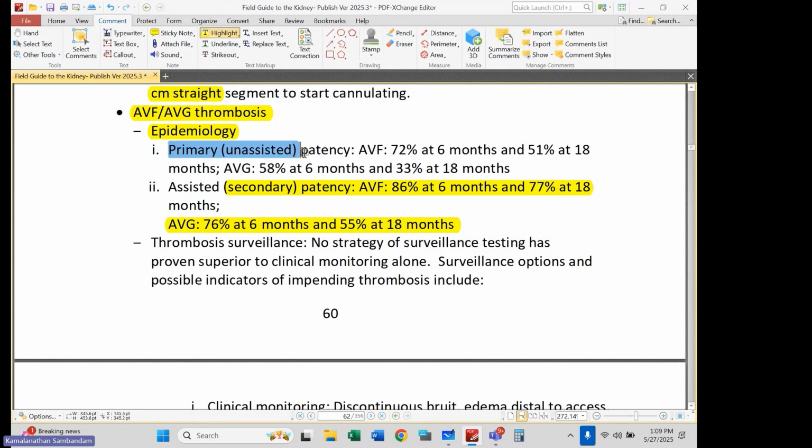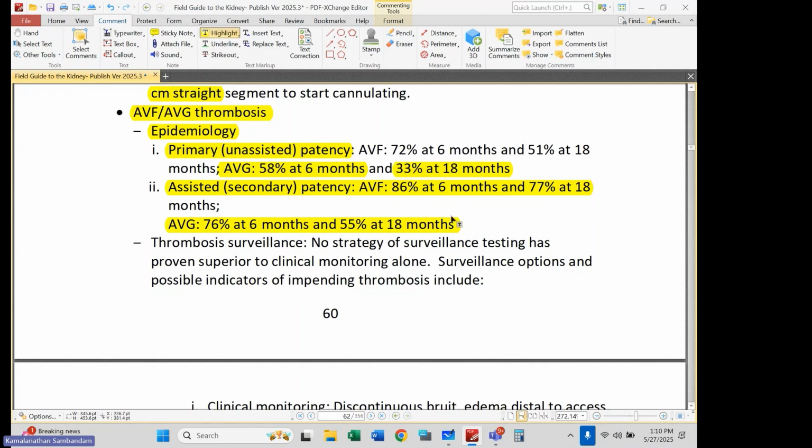Now, primary patency means, okay, how many grafts make it to 6 months without any intervention? You can see that it's only about 60% of grafts that make it to 6 months without any intervention. Okay, hopefully that makes sense. And then only a third of grafts make it to 18 months without any intervention. That's what primary unassisted patency refers to. Secondary patency means it's still working with the help of interventions. Okay.